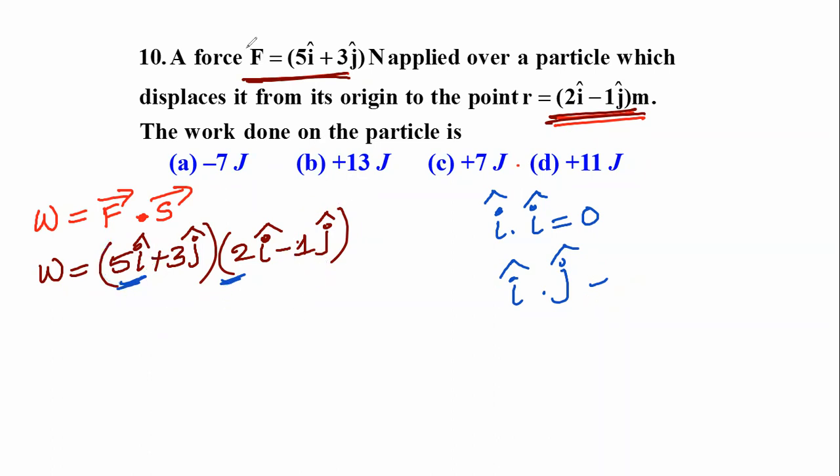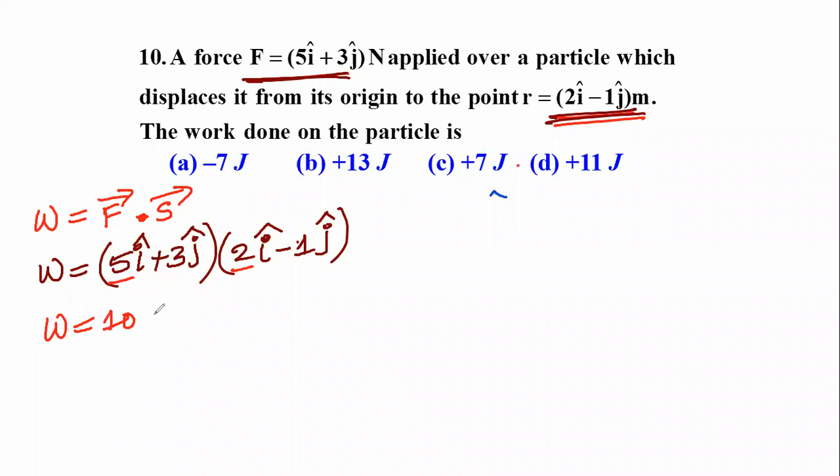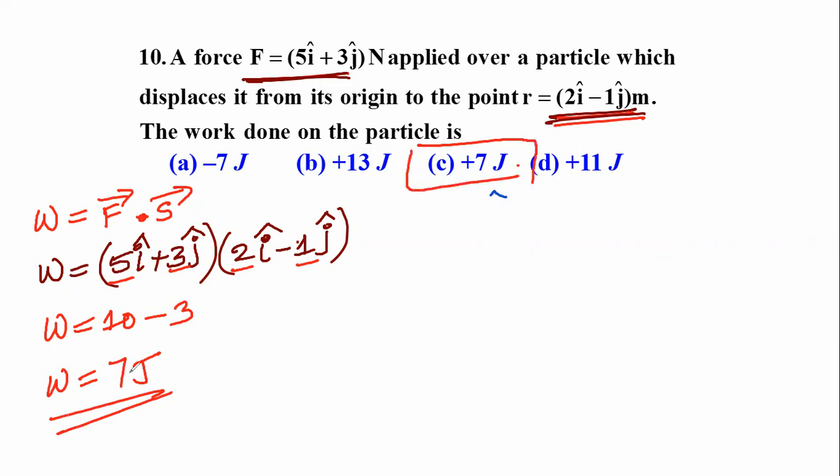Force is given as 5i cap and 3j cap. Displacement is given as 2i cap minus j cap. Therefore, W is equal to 5 into 2, 10. i cap dot i cap will be equal to 1. 3 into minus 1 will be minus 3. So therefore, work done is equal to 7 joules. If they ask work done by the gravitational force, that will be minus 7 joules.